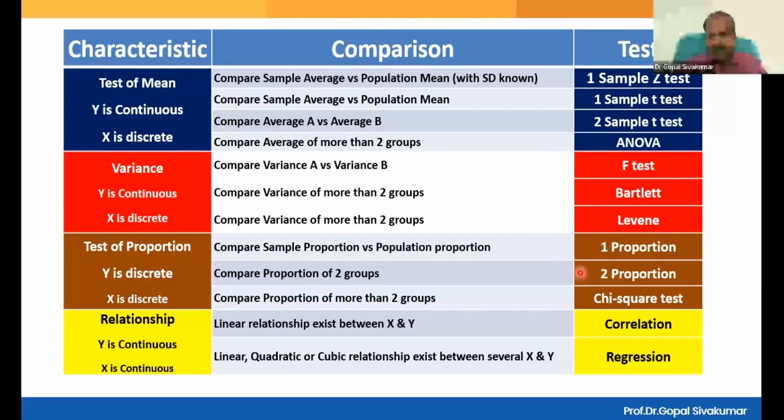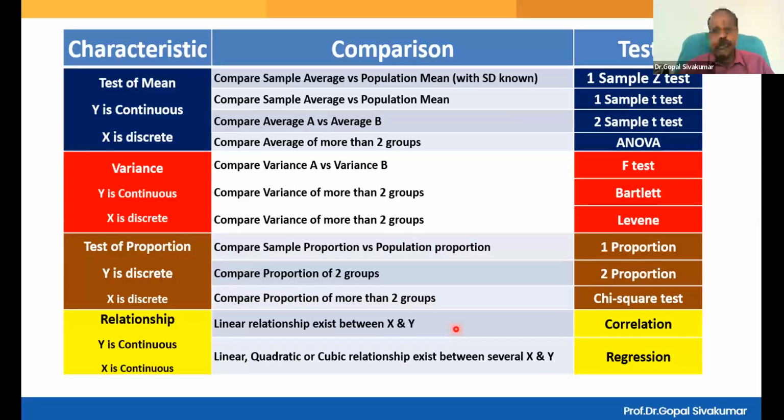Similarly, you can compare 2 groups for variance also. If you are comparing the variance of one group against the variance of another group, the test is called F test. If there are more than 2 groups, you can still test the variance using any one of the two, Bartlett or Levene. So you just have to know that so many tests exist.